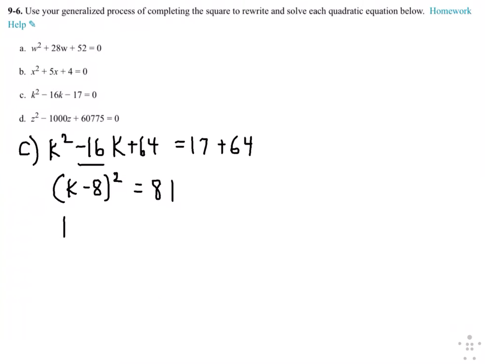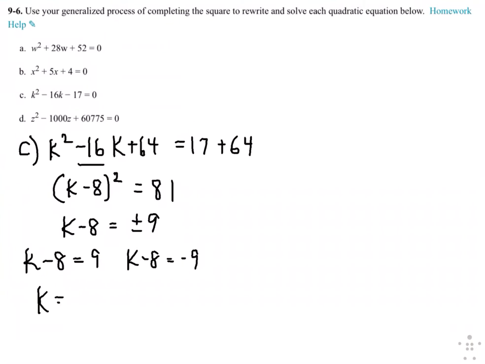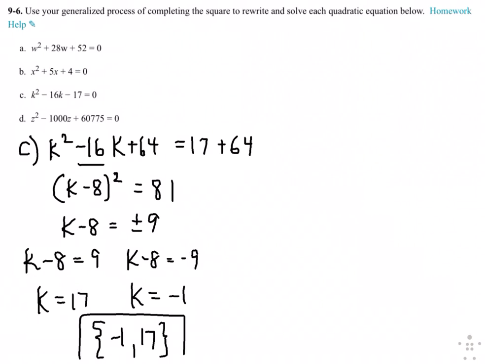Now I take the square root of both sides, so I get k minus 8 equals positive or negative 9. The square root of 81 is plus or minus 9. So I have k minus 8 equals positive 9, and k minus 8 equals negative 9. So k equals, I'll add 8 to both sides, 17, and add 8 and negative 1. So I get negative 1 and positive 17 is the answer for C.